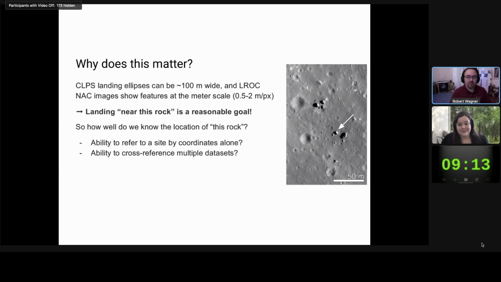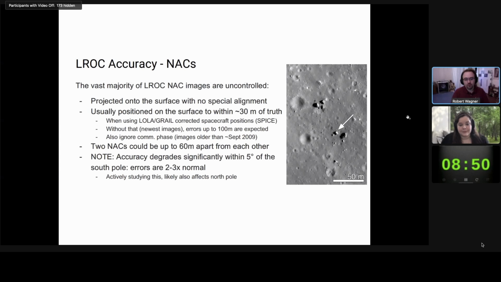patch of regolith. So the question is, how well do we know the location of whatever specific rock you want, which ties into, can you refer to a site by just giving coordinates? Short answer, no. And how well can you cross-reference that point with other data sets? Depends on the data set. Next slide, please. And since this is supposed to be an animation, next slide after this.